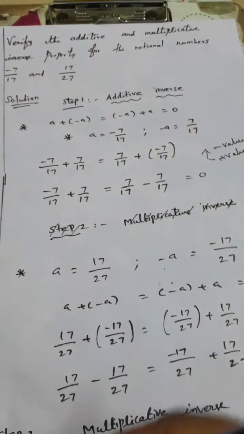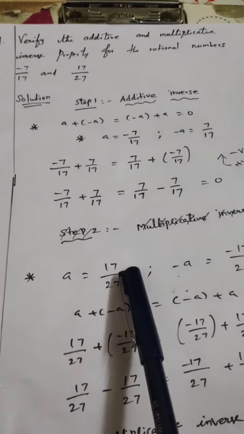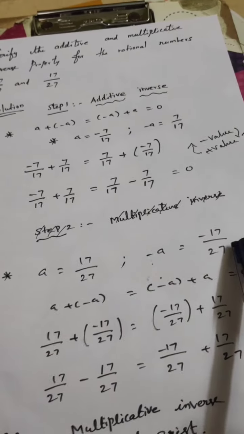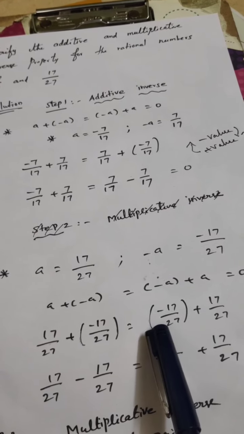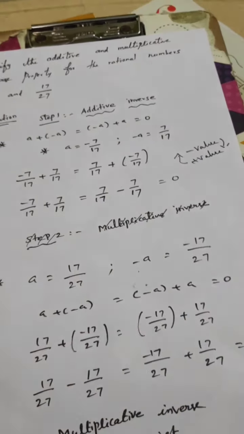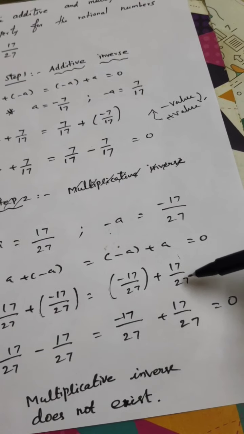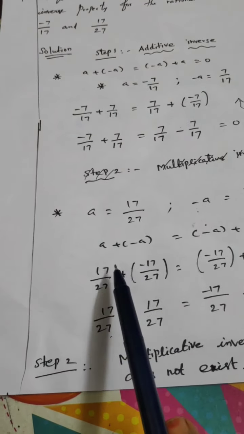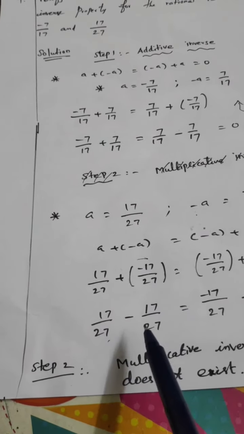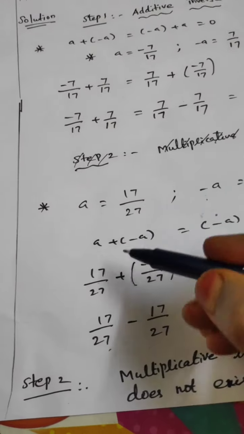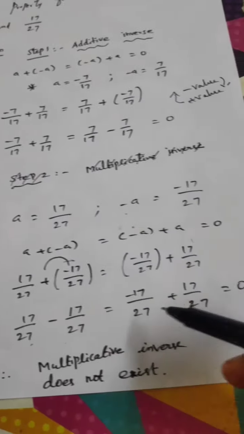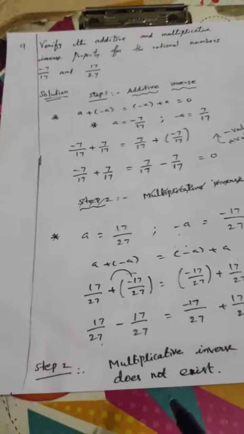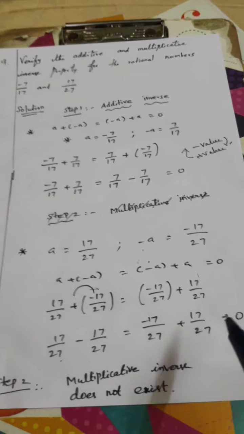Write the formula and substitute that value. A value equal to 17 by 27 plus minus a value equal to minus 17 by 27 is equal to minus 17 by 27. A value equal to plus 17 by 27. So 17 by 27, plus into minus is minus, equals minus 17 by 27 plus 17 by 27. Get the answer: the final answer is 0.